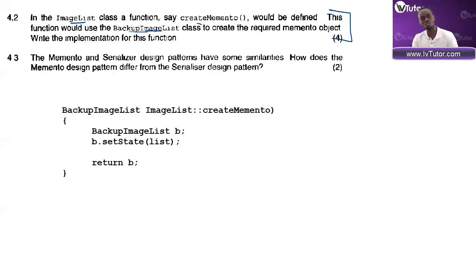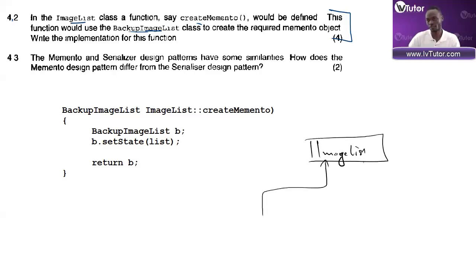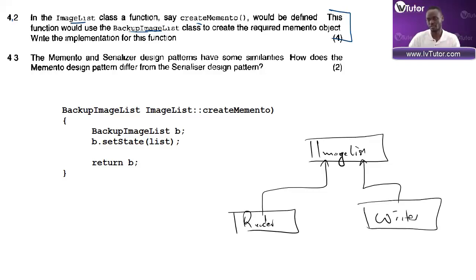Finally, it says the Memento and serializer pattern have some similarities. How does the Memento design pattern differ from the serializer design pattern? Now, with the serializer design pattern, you've got two classes that are responsible for backing up a class. So let's say this is our image list, right? We've got two classes, one to write to a file and one to read from a file. So we've got a reader and a writer sitting here, right?